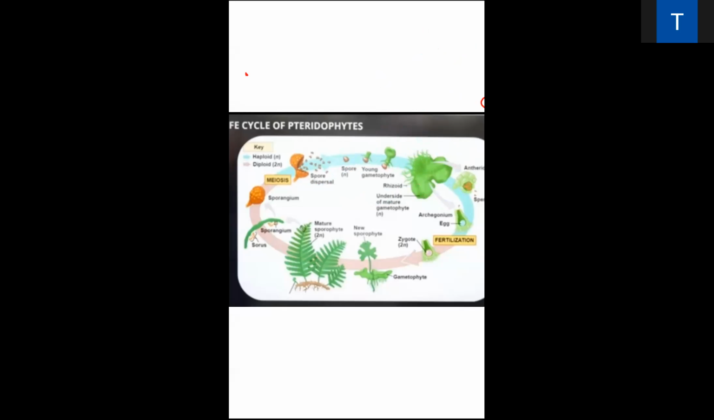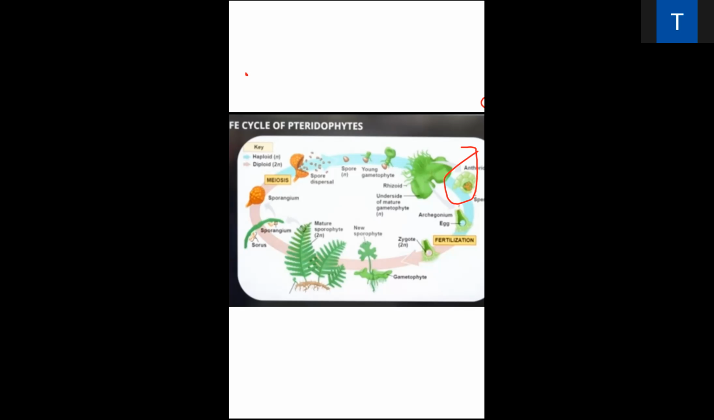This is the sperm. Sperm enters into which place? The prothallus. This is the prothallus, which will become either male, then it is called the antheridium.